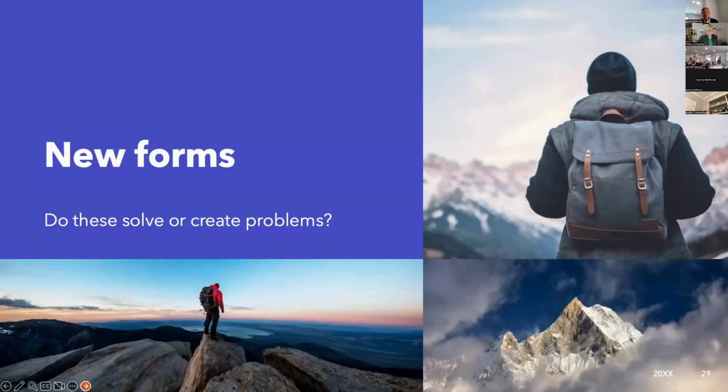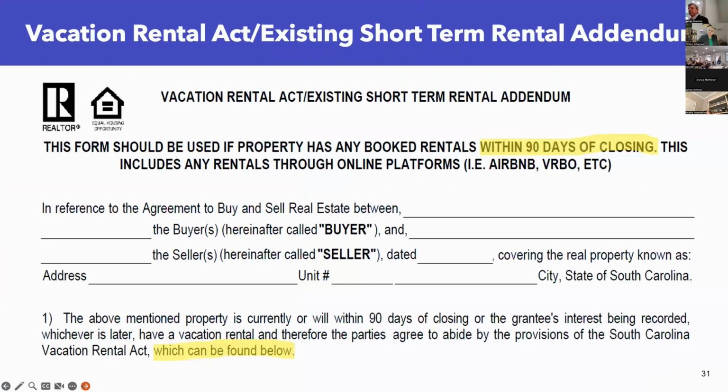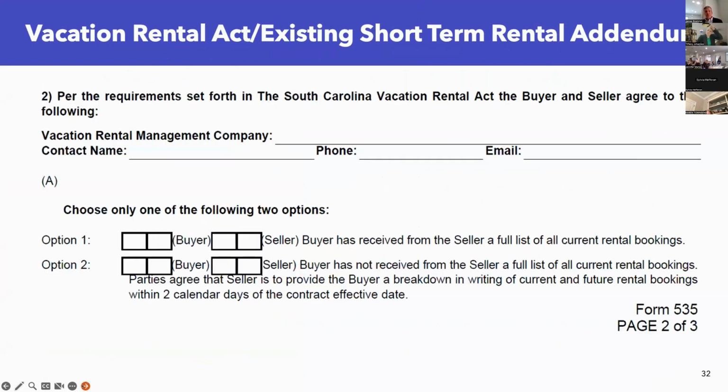Moving ahead. Now the new forms. Are they good, bad, or indifferent? Do they cause problems or do they solve them? As we move, the first one will be this short-term rental addendum. As we move ahead, you'll see one thing that's very interesting about it, and that is that after it sets up who the buyer and seller is, as we look at the next one, you know what it actually does? It actually sets forth the entirety of the statute. The vacation rental statute is printed in the addendum. And then what you go to is asking questions and answering questions based on the Vacation Rental Act.